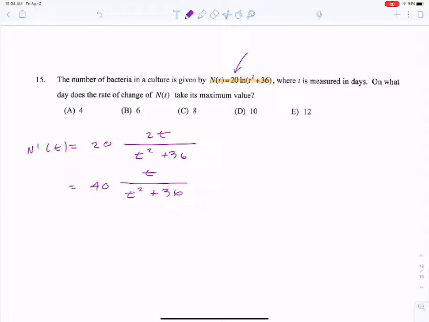Okay, so we have our rate of change function. Now what they're asking is, where does this function take a maximum value? Imagine if I had given you a function and said find the maximum. What would you do? Well, you'd take the derivative of it, make a sign chart, and find out where there's a maximum. So guess what I'm going to do? I'm going to take the derivative again.